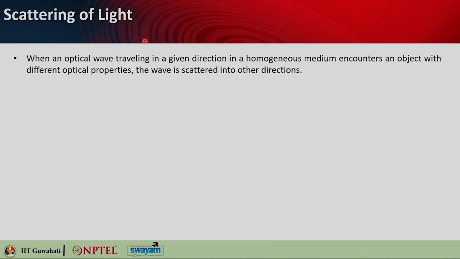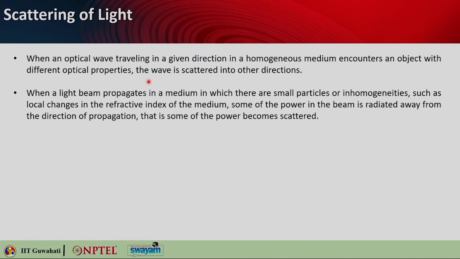Now, what is scattering? When an optical wave travelling in a particular direction in a homogeneous medium encounters an object with different optical property, the wave is scattered, or redirected, into other directions.